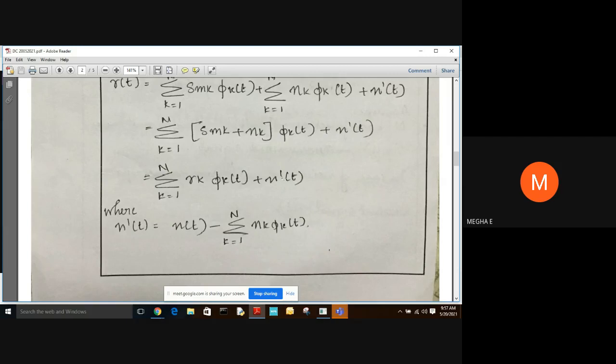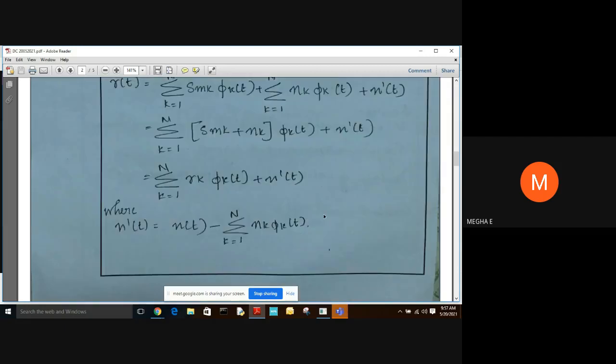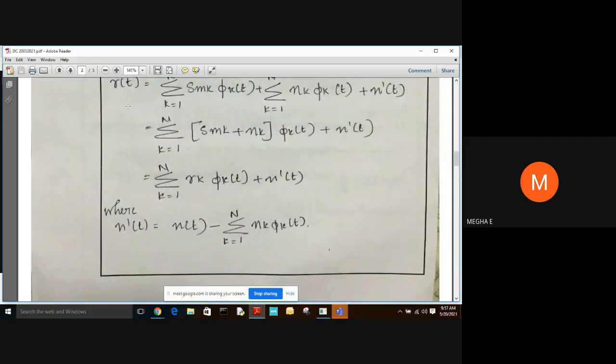Here we can see there is an n dash of t. The n dash of t equation is n of t minus summation k equal to 1 to n, nk into phi k of t. The received signal r of t is expressed like this: r of t equals summation k equal to 1 to n, rk into phi k of t, plus n dash of t. And n dash of t is nothing but n of t minus summation k equal to 1 to n, nk into phi k of t.